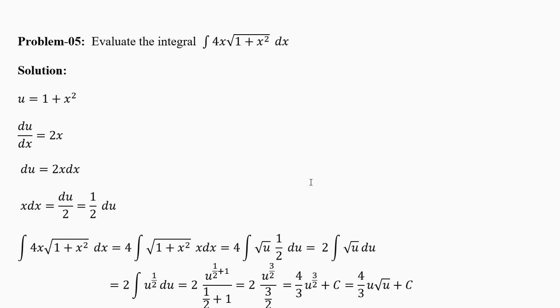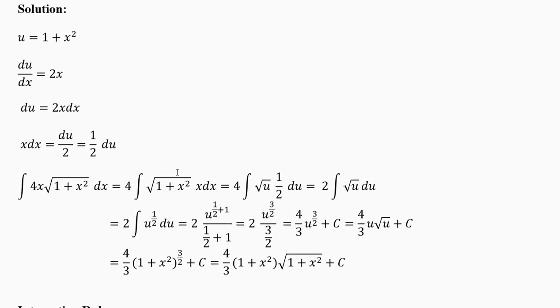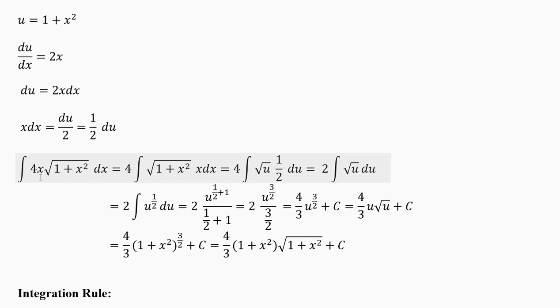Now problem number 5. Evaluate the integral 4x into square root of 1 plus x squared dx. Now here the function is square root. Square root means power half. What is inside the square root? It is the argument of the function, which is u equal to 1 plus x square. du by dx is 2x, x dx equal to half du. We have done this many times before. Now write down your integrand. You have 4x into square root. Take the 4 out. First write the square root, then write the x dx together, and x dx together is half du. So write half du.